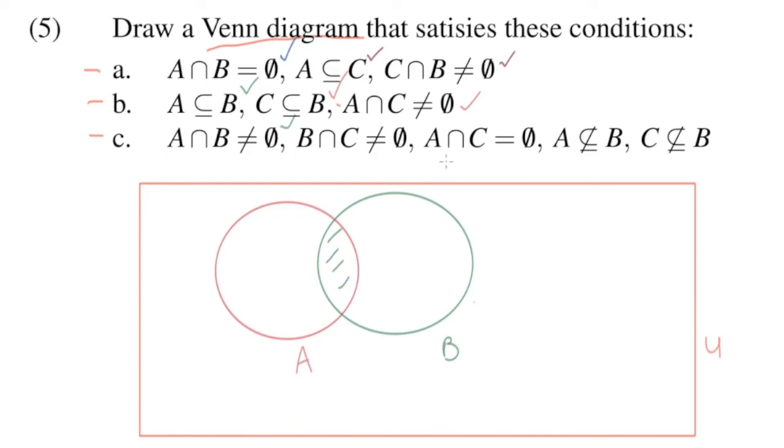But our next one says that A intersects C, the overlap of A and C, is empty. So A and C have to be disjoint. They can't touch each other. And then there's one final condition that C is not a subset of B. Okay, so let's just do it here.